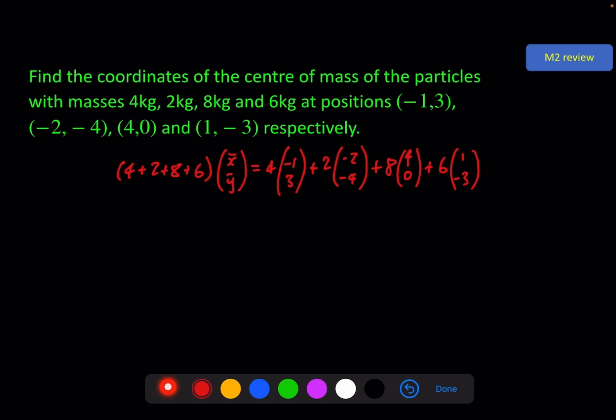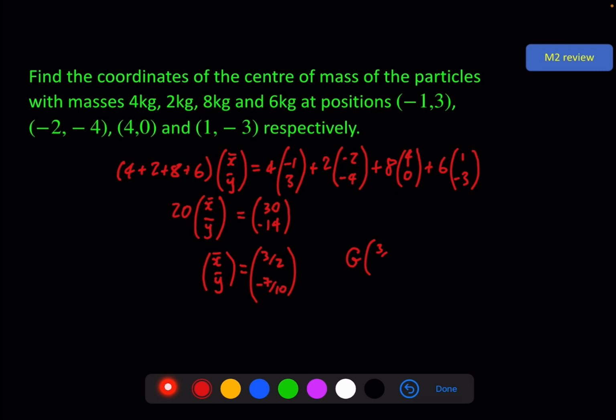Now when I did this in the previous video, I had g's all over the place because I was thinking moments and I was doing weight instead of mass, but that was making more work for myself because the formula doesn't actually use g because that always cancels out. So let's have 20 times x bar, y bar is equal to 30, minus 14. Divide both of those by 20, giving us x bar, y bar is equal to 3 over 2 and minus 7 over 10. So the coordinates of the centre of mass, G, are 3 over 2, minus 7 over 10.